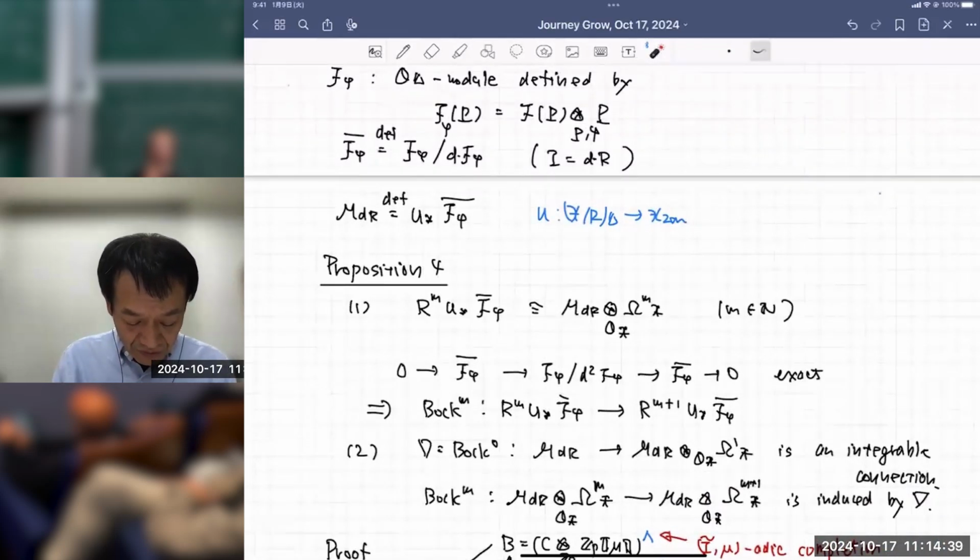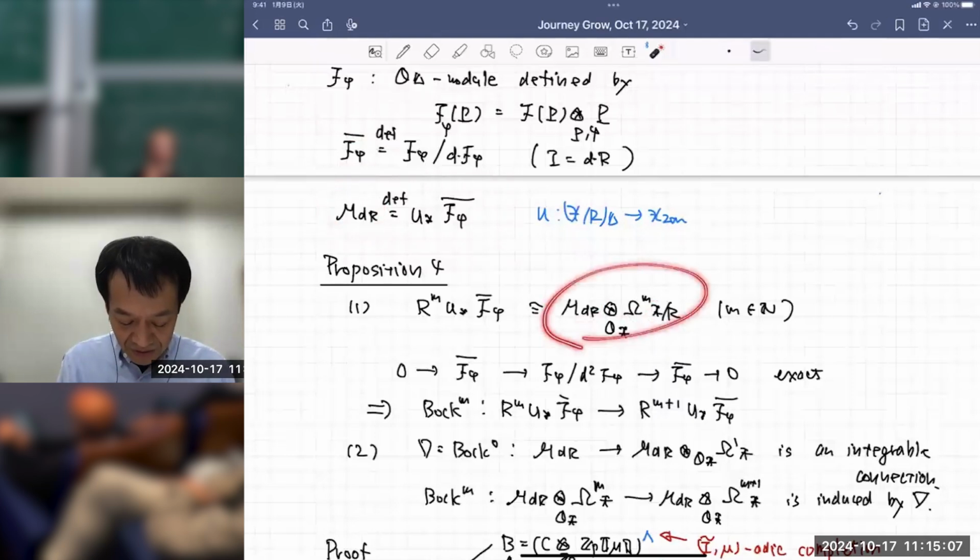So the first proposition is that if you define it like this, then the higher direct image of F underbar F bar phi is isomorphic to M de Rham tensor omega M of X over R. And then, of course, it is natural to construct a differential map or connection on here by using this description.